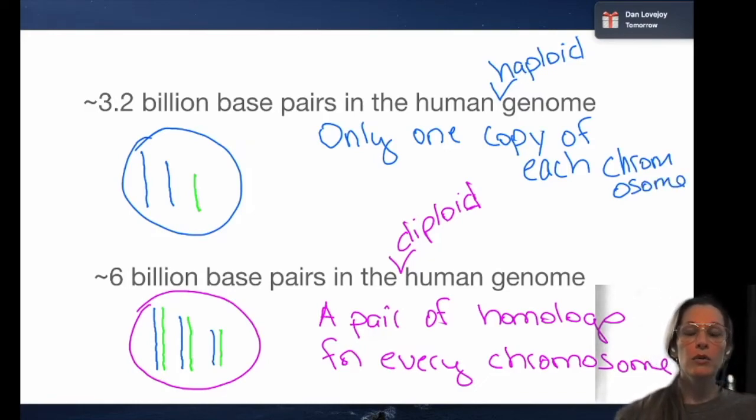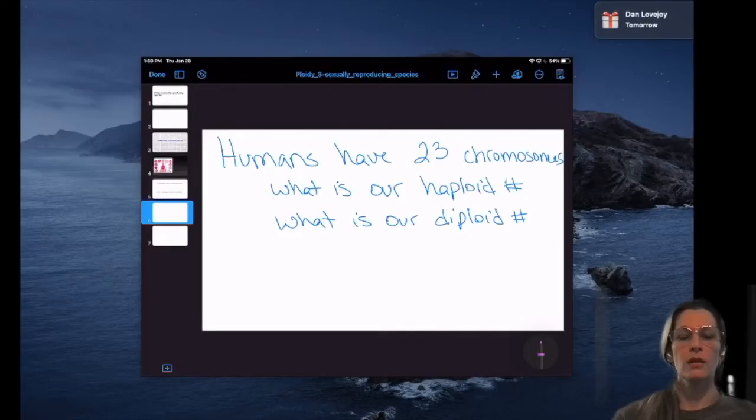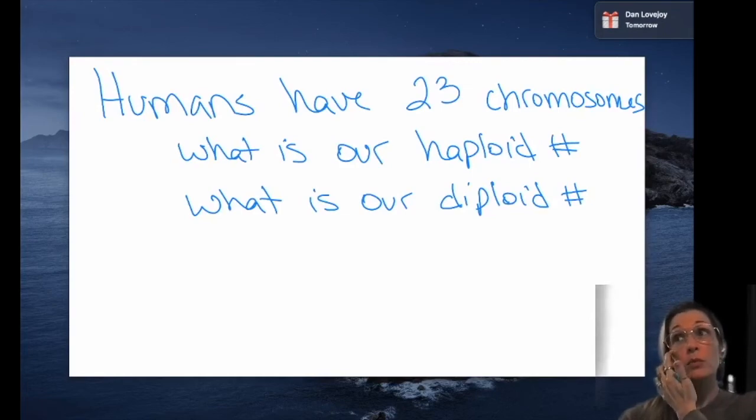So here's a quick refresher when we're thinking about haploid and diploid, and a chance to revisit those calculations. First question: we humans have 23 chromosomes. So think about what our haploid number is. We have 23 unique chromosomes. What's our haploid number, and what is our diploid number? Go ahead and pause the video for a second if you want to take a minute with this screen to calculate that. The answer will pop up.